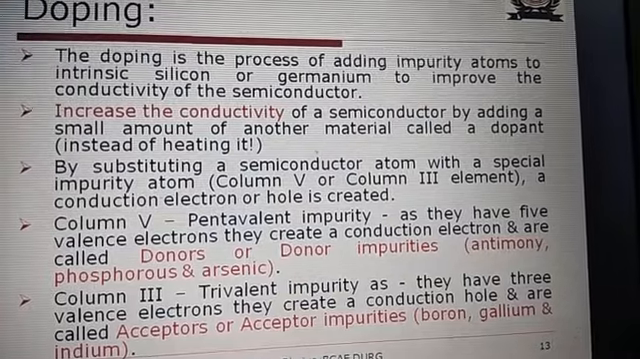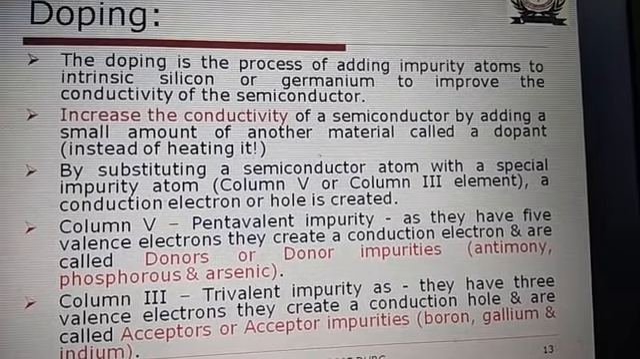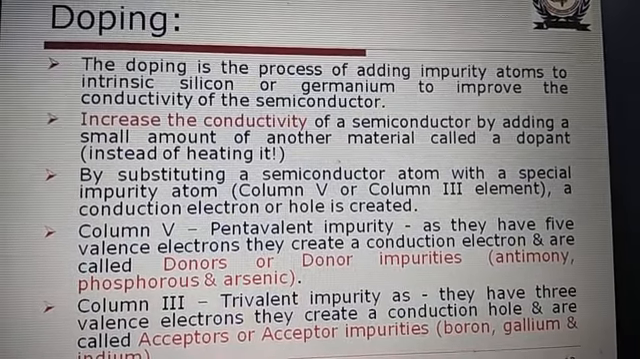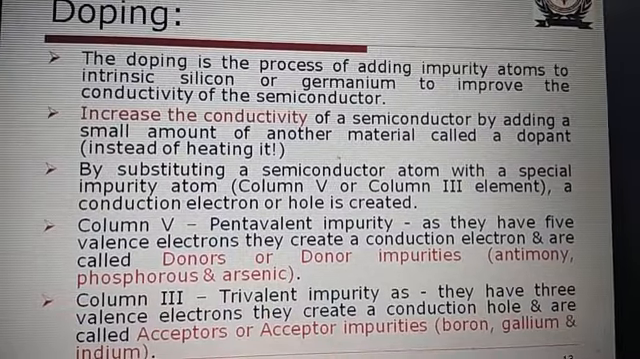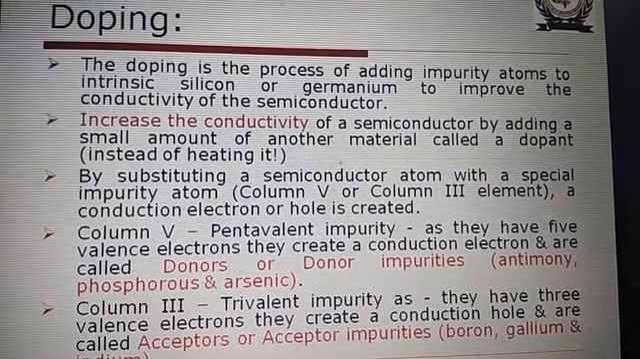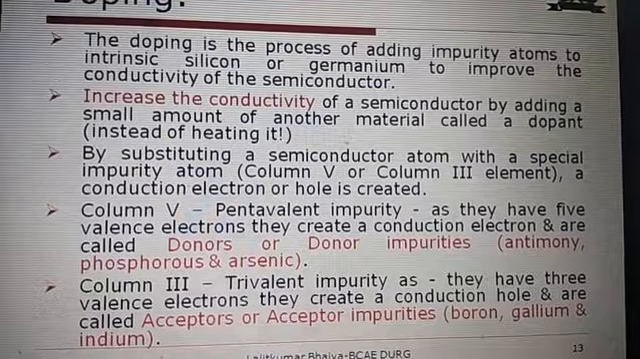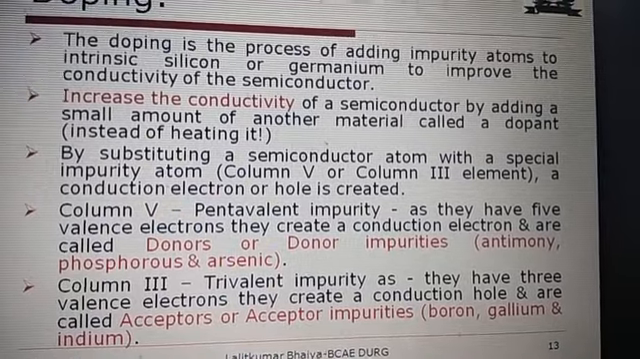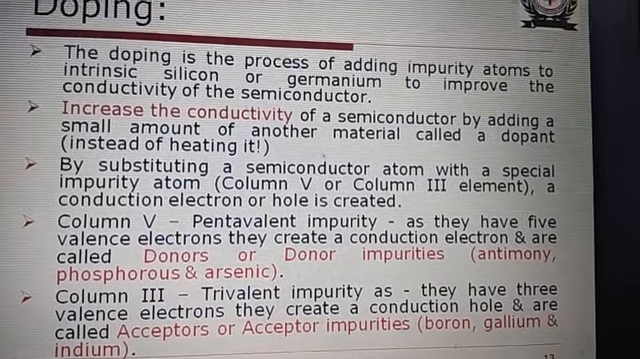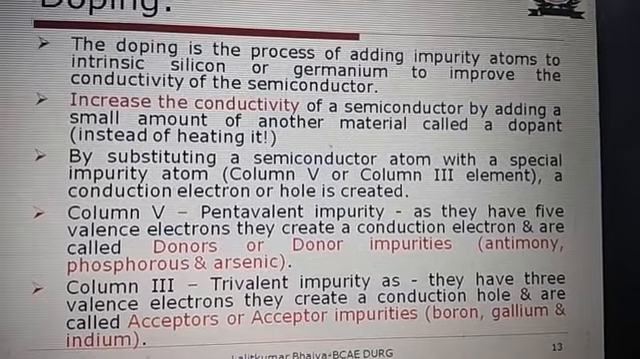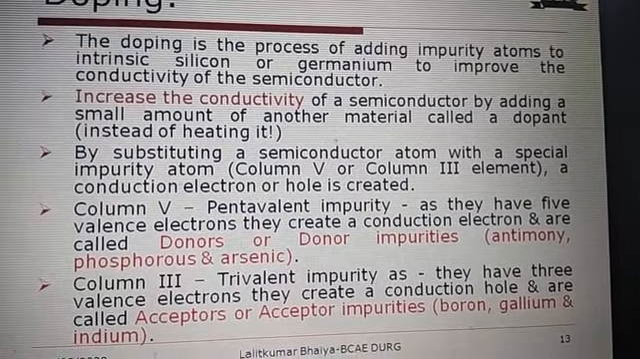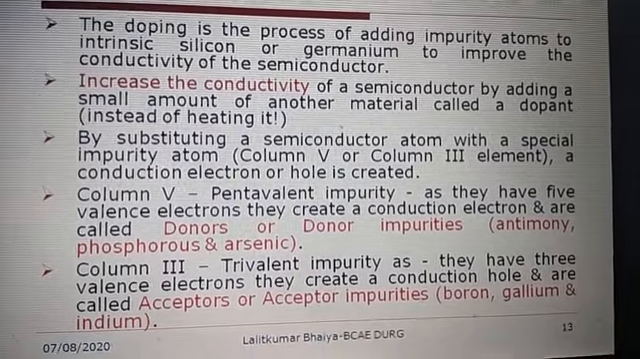Increase the conductivity of a semiconductor by adding a small amount of another material called a dopant. Instead of heating it, by substituting a semiconductor atom with a special impurity atom from column 5 or column 3 of the periodic table, that is, pentavalent atoms or trivalent atoms, a conduction electron or hole is created.